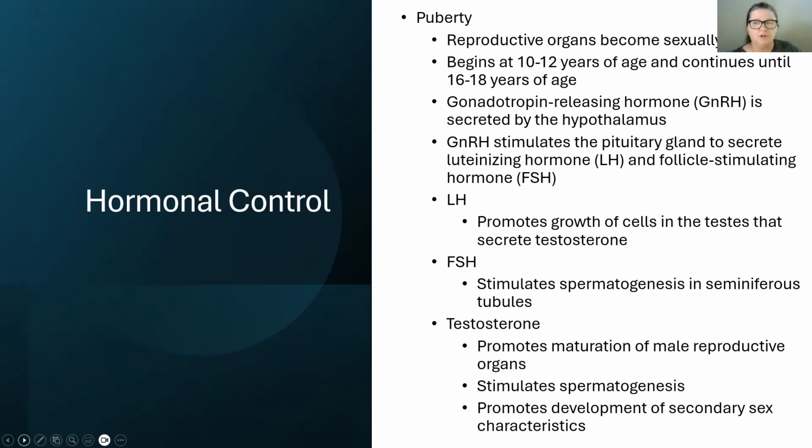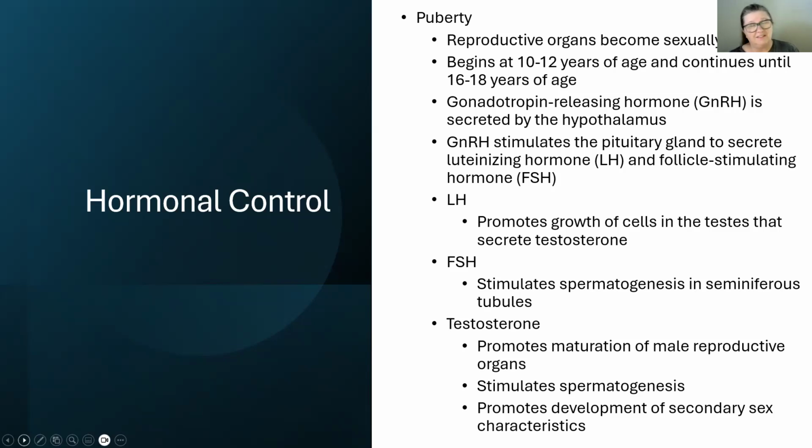As far as hormone control goes in males, everything pretty much starts at puberty. So at puberty, reproductive organs start to become sexually mature. For most boys, this happens around 10 to 12 years of age and then continues until about 16 to 18. Again, this is a generalization. Some it happens earlier, some later. Some continues for longer, some does not.